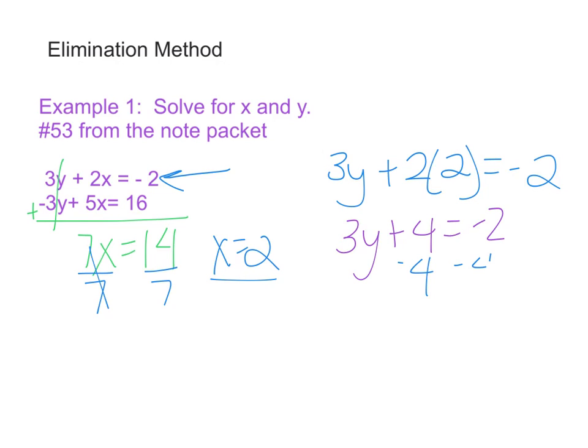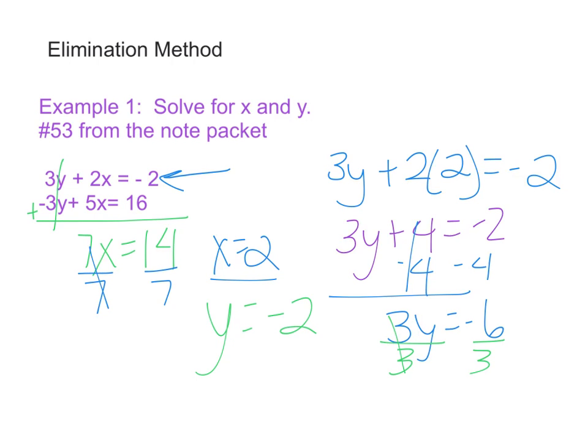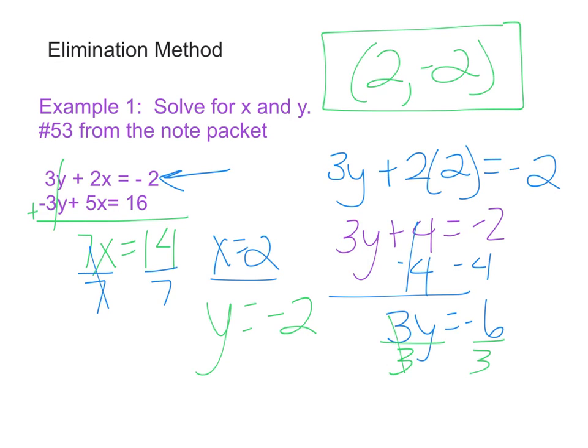So we can solve for y, so 3y plus 4 equals -2. Subtract 4 on both sides to get 3y equals -6, and then divide both sides by 3. So y is going to equal -2. We will write the answer as an ordered pair, so we will have 2, -2. And it's always a good idea to double check, plug them back in to make sure they both work for both equations.